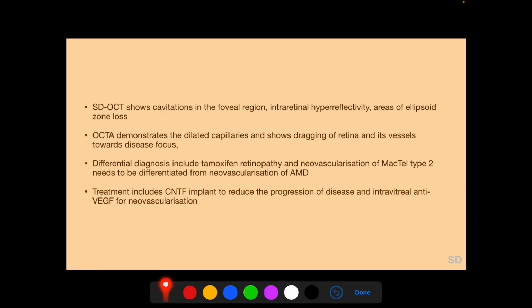Differential diagnosis includes tamoxifen retinopathy, and neovascularization of MacTel type 2 needs to be differentiated from neovascularization of age-related macular degeneration. Treatment includes ciliary neurotrophic factor implant to reduce progression of MacTel type 2 and intravitreal anti-VEGF injections when neovascularization develops.